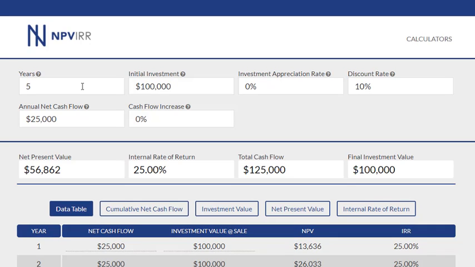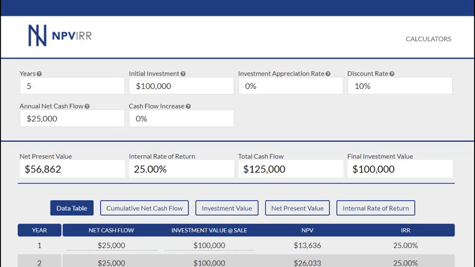Inside this calculator, there are several fields. First, the number of years that you want to project cash flows. Next, the initial investment, which will represent our cash flow at time zero. The discount rate that is used to calculate NPV, and the annual net cash flow. Also included is the investment appreciation rate field and the cash flow increase rate field. These fields allow you to project increases in your annual net cash flow and your initial investment.